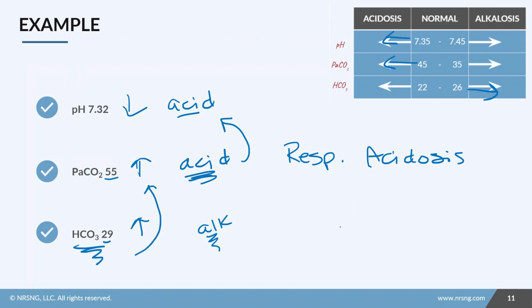They're showing opposite conditions. So we know that this base, this bicarb, is trying to fix the problem. So the question now is whether it's partially or fully compensated. Well, our pH is still abnormal, right? So it hasn't quite fully compensated. So we would call this a partially compensated respiratory acidosis. Make sense? Okay, let's do one more.